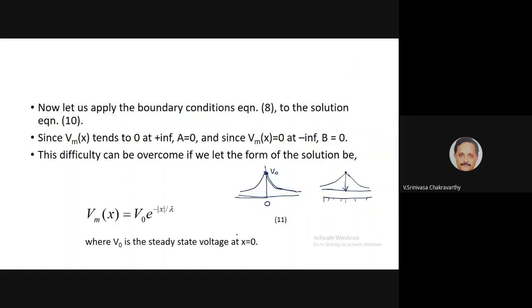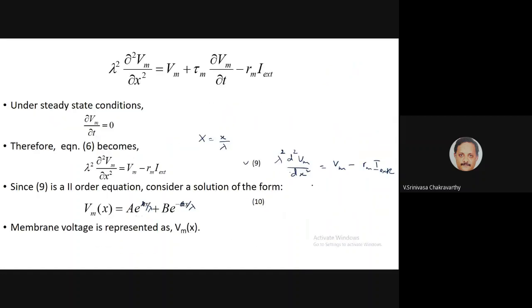Therefore, if you multiply both sides by lambda square, you get lambda square dou square Vm by dou x square is equal to V naught times e to the minus mod x by lambda minus 2 V naught lambda times delta x. So this is what you have. And you can notice that this is identical in form to equation 9. Sorry, the left side is exactly the same.